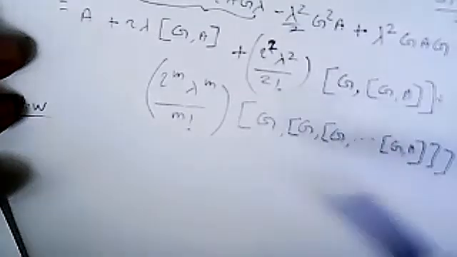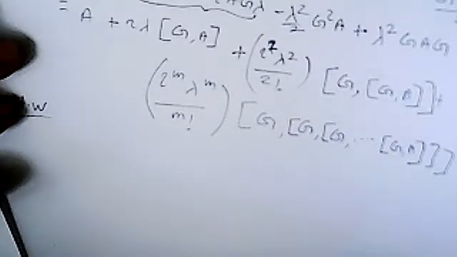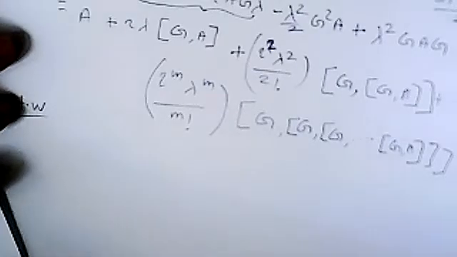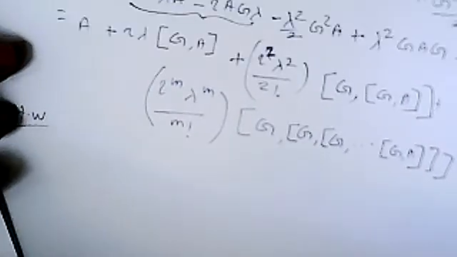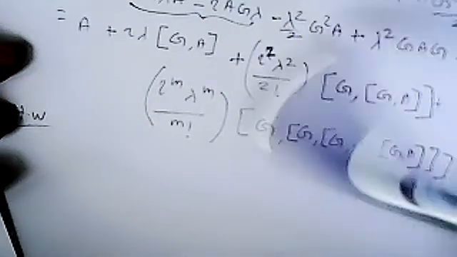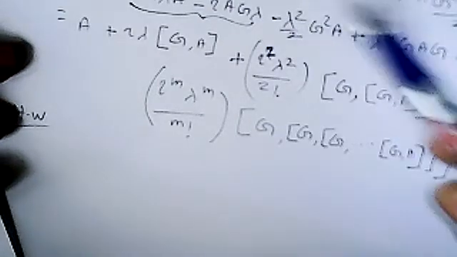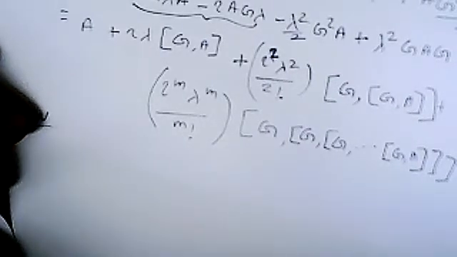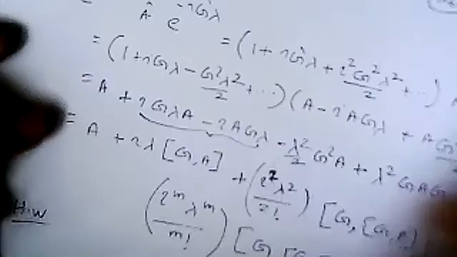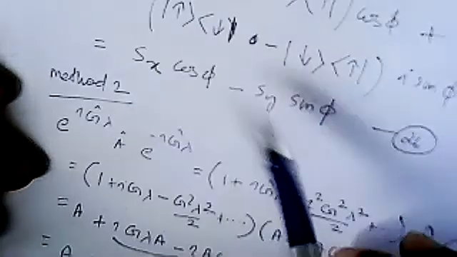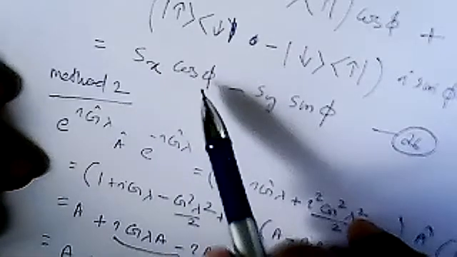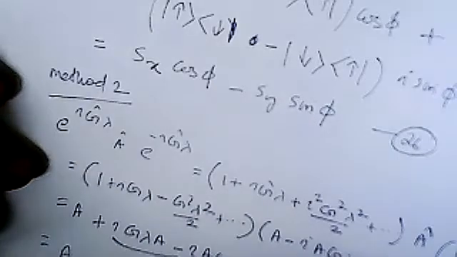You should familiarize yourself with this series, because we need that kind of expertise to solve some problems. You can take that result for granted; once you prove this, you can always use that result to solve some problems. So this is a second method by which you can obtain the same result: Sx cos phi minus Sy sin phi. Okay, that is a homework.